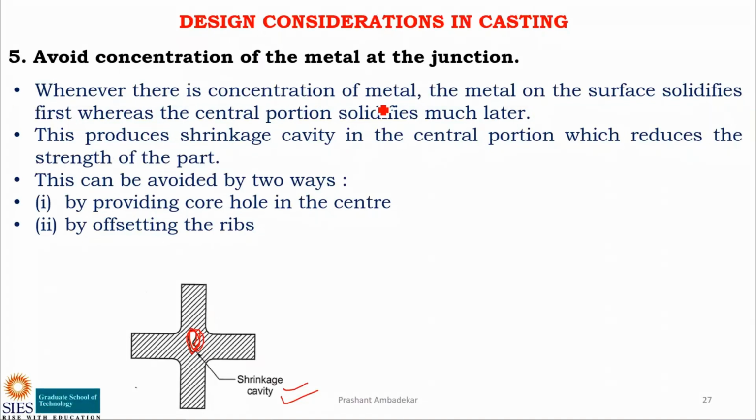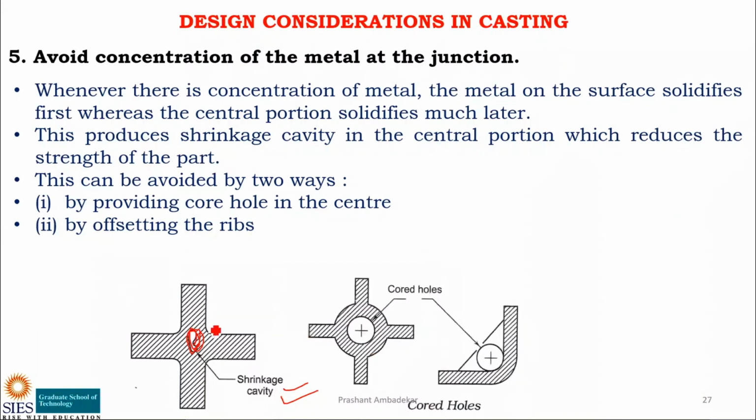Whenever there is concentration of metal, the metal on the surface solidifies first, whereas the central portion solidifies much later. This will produce the shrinkage cavity in the central portion. That's what I have explained here. Now this can be avoided in two ways. The first way is you can remove this material at the center. Just remove the material itself. If it is possible that you can remove the material from the center, then to increase the strength, what is done? To increase the strength, it is given this shape here.